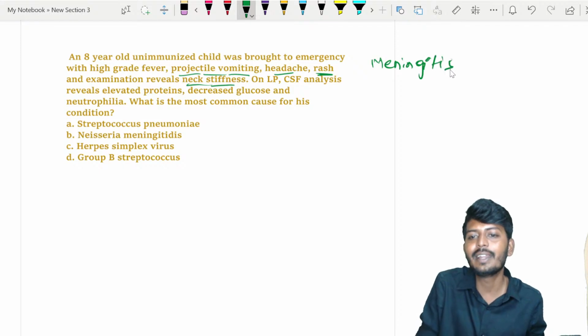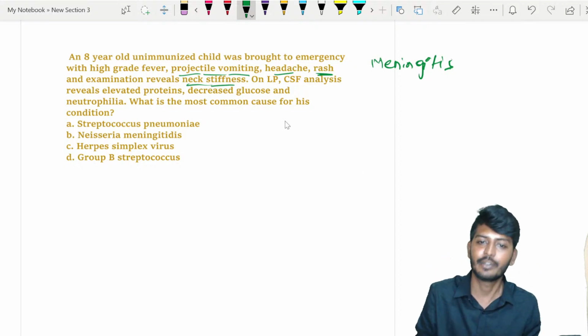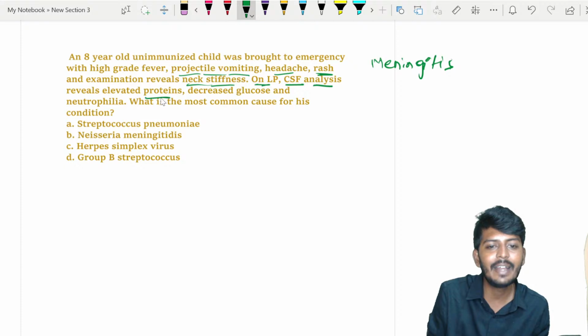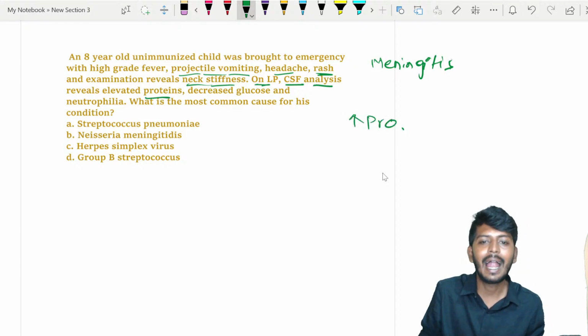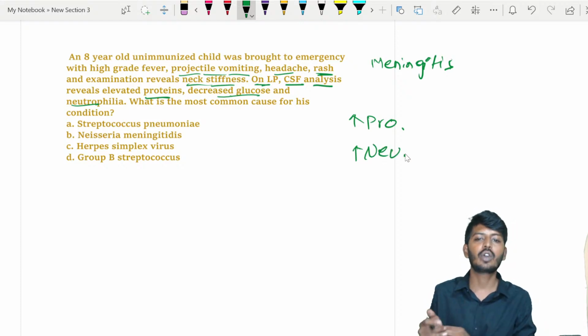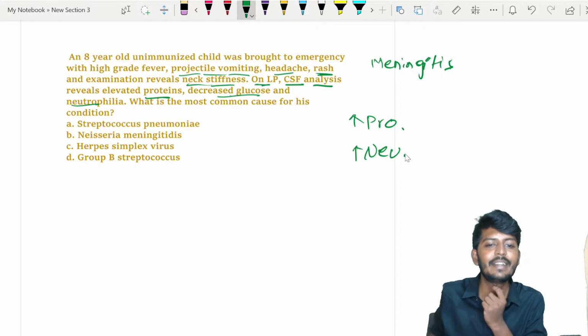So once we know that it is a case of meningitis, then the question that comes to us is, sir, which meningitis? So let's see. On lumbar puncture, CSF analysis revealed elevated protein, and decreased glucose, and neutrophilia, an increase of neutrophils. What is the most common cause for this condition? Streptococcus pneumoniae, Neisseria meningitidis, herpes simplex, and group B streptococcus.